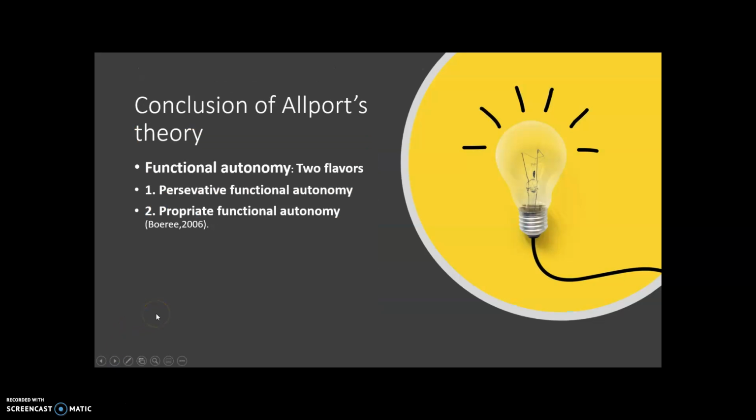And the conclusion of Allport's theory was he didn't believe in looking too much into a person's past to understand his present, and this belief was most strongly evident in his concept of functional autonomy, which had 2 flavors. Number 1 being perseverative functional autonomy, and this he referred to as habits, behaviors that no longer serve their original purpose, but they continue anyway.